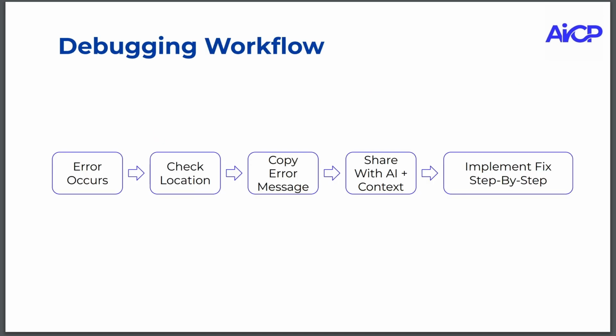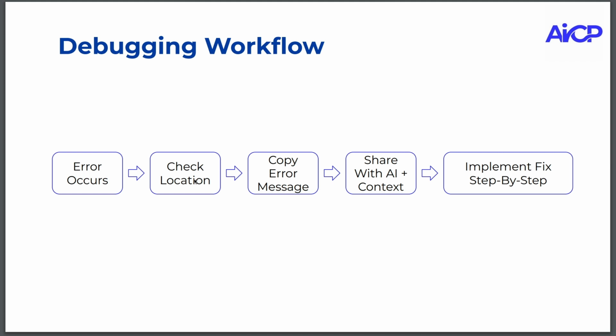So now knowing all of this, we have all of the background information needed to debug. So this is what a debugging workflow typically looks like. First, there is an error in your application. So you first want to check the location of the error. Based on front end or back end error, it'll be either in the terminal or the browser console.